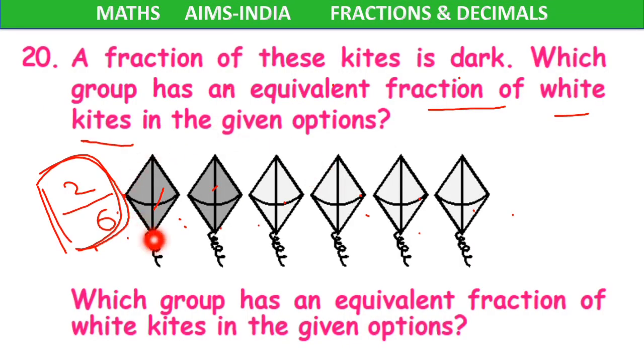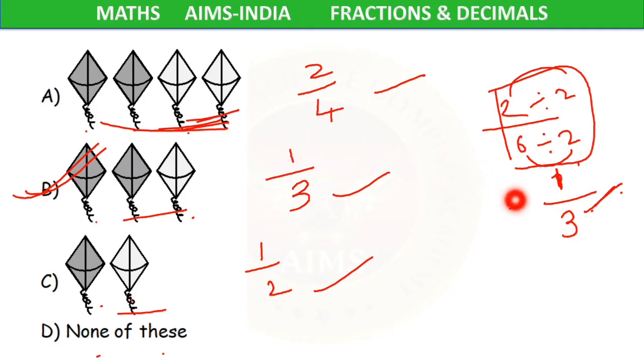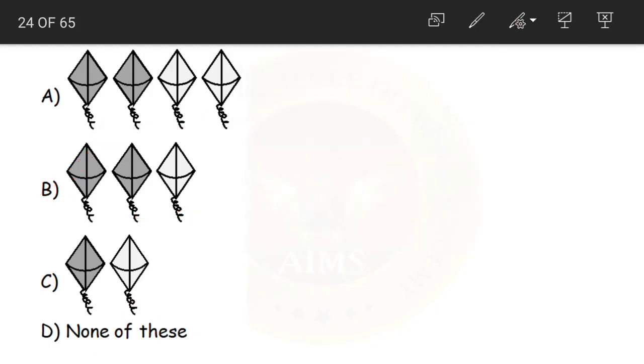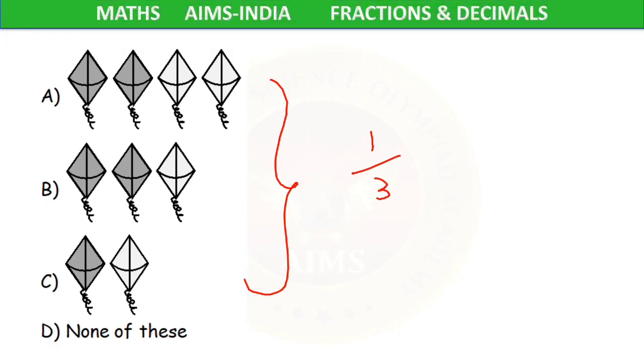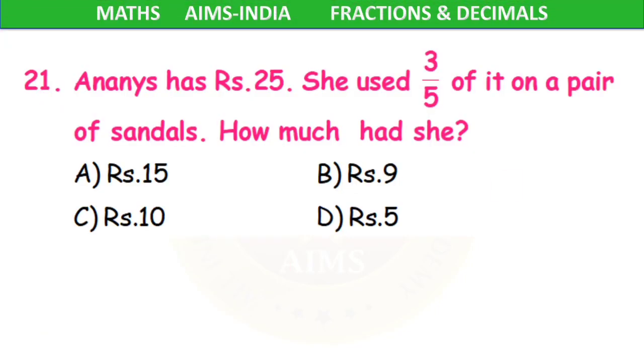See children, in the question we are given the fraction of dark kites, and from the given options we have to find out the equivalent fraction of white kites. We should find 1 by 3. We should find the option where we have 1 by 3 white kites. So option B becomes our correct answer. Okay, don't get confused by the question. We just have to find out from the options which white kites represent the fraction 1 by 3. Next question.